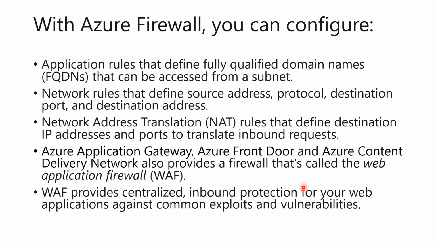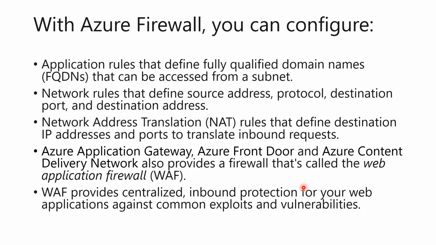So if you look at it, basically what all you can configure, don't look at the screen, just listen to me. We configure application rules, network rules, and NAT rules. When I say NAT, it is not the short form of network, it is a short form of network address translation, where we translate an address from one IP to another IP. Application rules will help us define how my traffic will move from a subnet towards fully qualified domain names like google.com, microsoft.com and all, right?